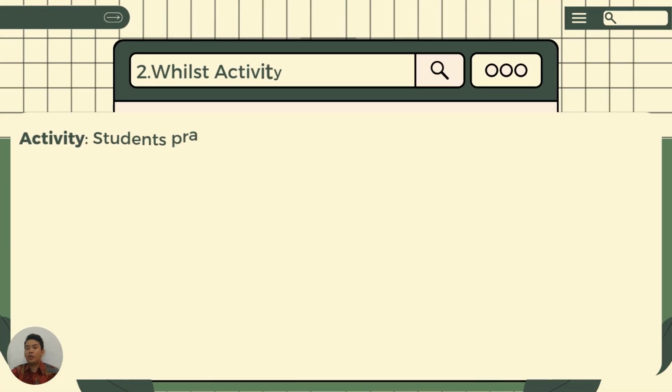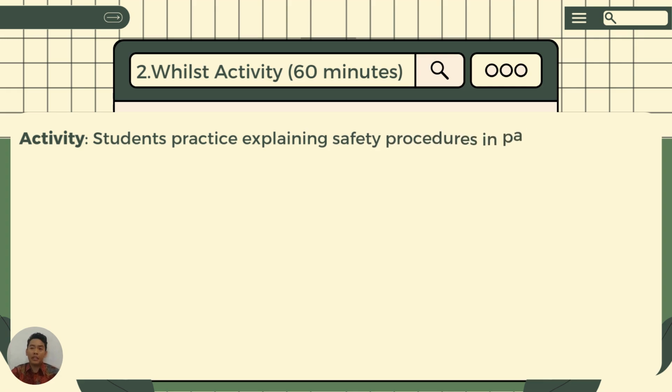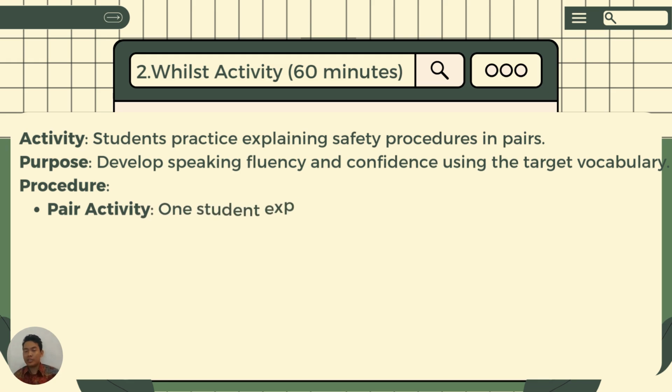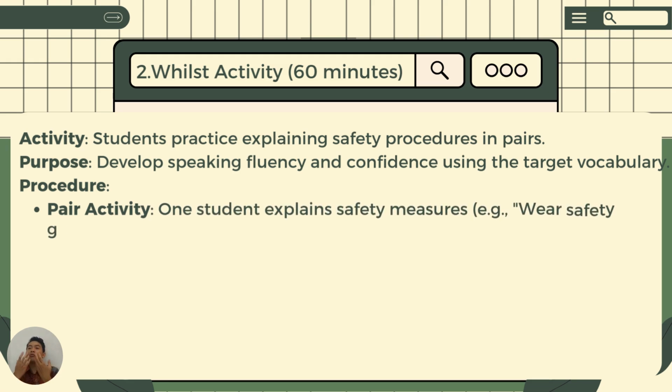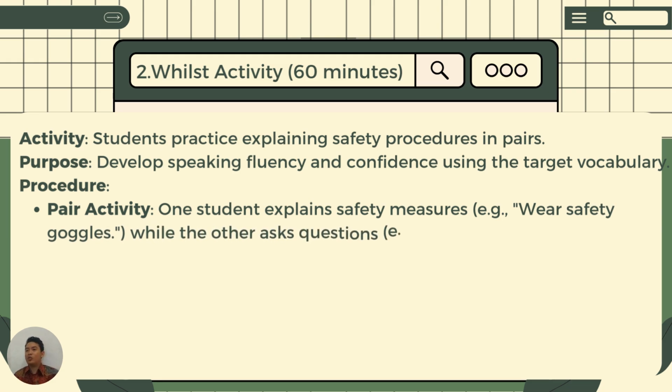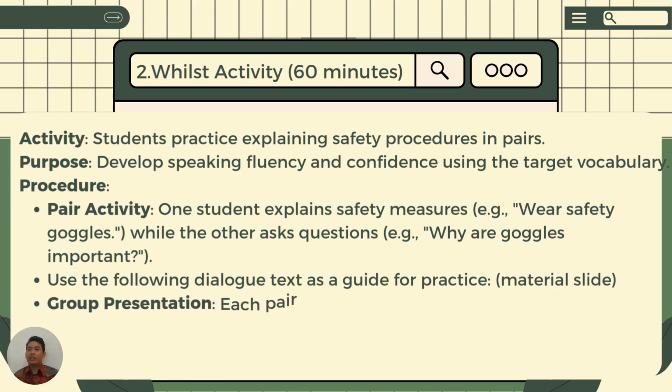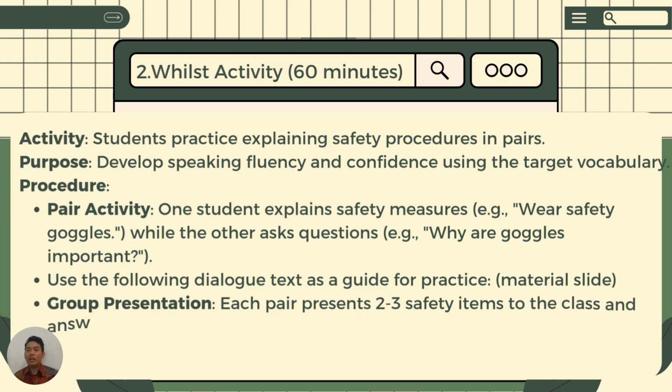After that, we're going to the wheels activity. It's around 60 minutes. Students will practice explaining safety procedures in pairs. So we're going to talk to each other, and the purpose will be to develop their speaking fluency and confidence using the target vocabulary. The procedure will be a pair and group presentation. In the pair activity, one student explains safety measures, for example wear safety goggles, while the other asks a question, why are goggles important.